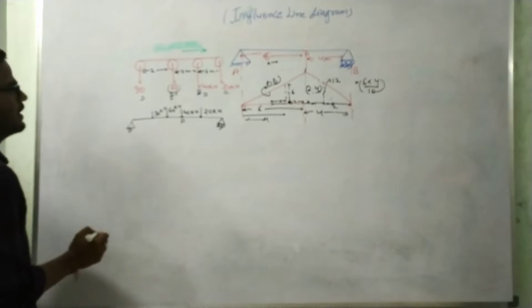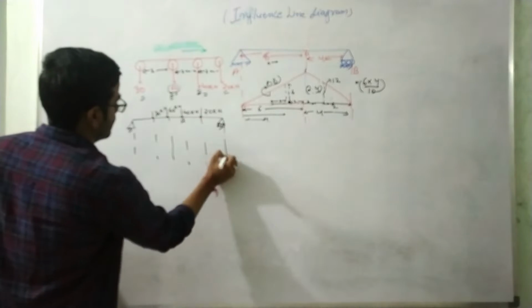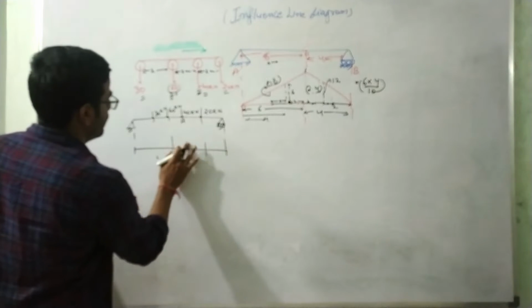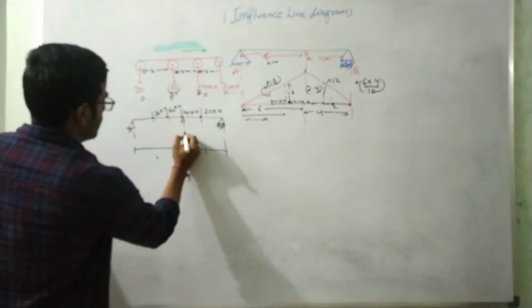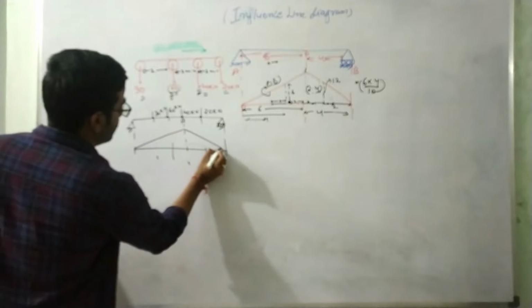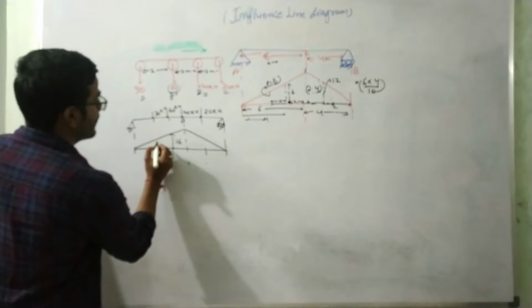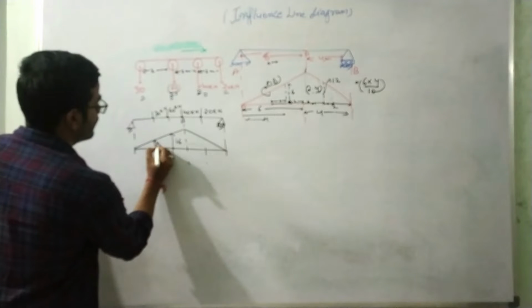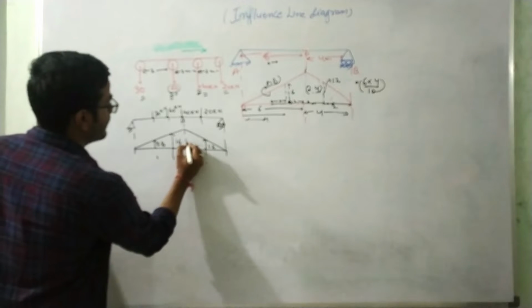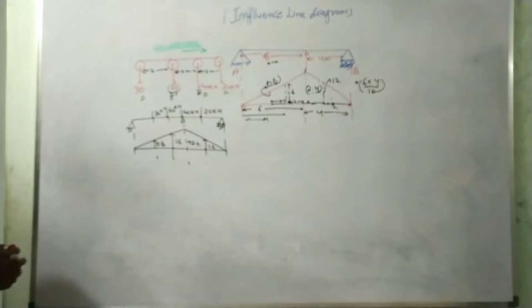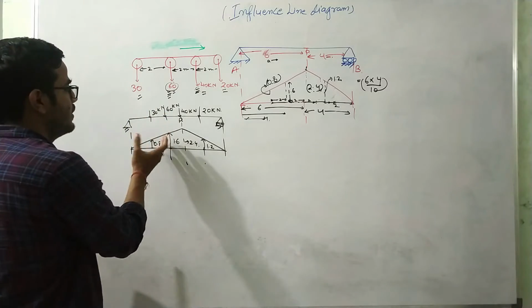So what I need to find is that we need to calculate the ordinates, which we have already calculated. We'll simply put the values over here. So this is our influence line diagram for unit load. This ordinate is coming 1.6, here the value is 0.8, and here the value is 1.2, and at the center the maximum value is 2.4. Now to calculate the maximum moment, we need to multiply these loads with their corresponding ordinates.